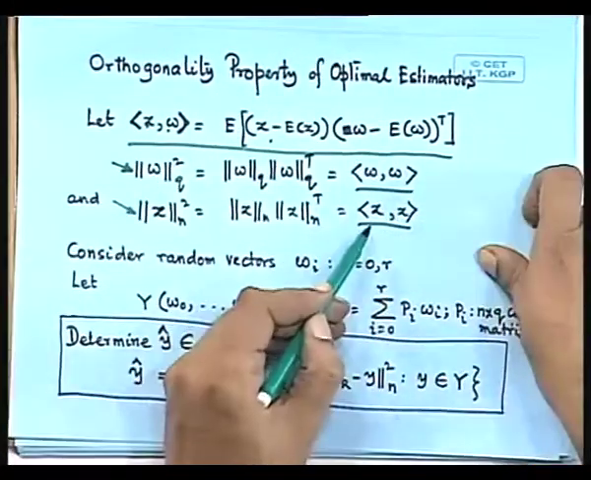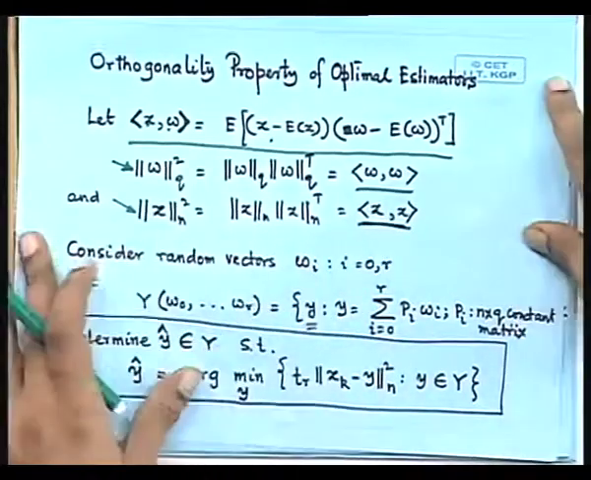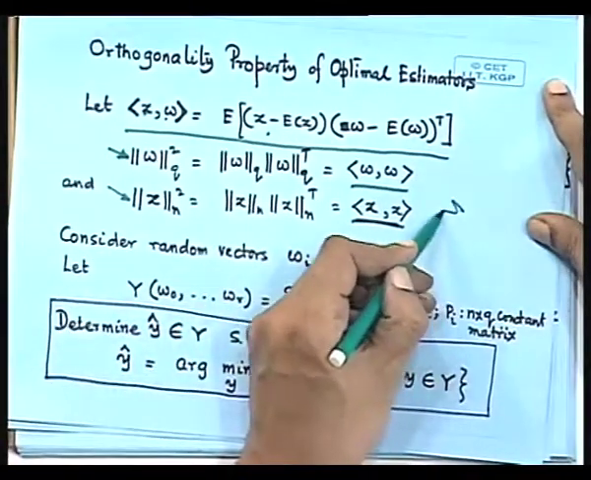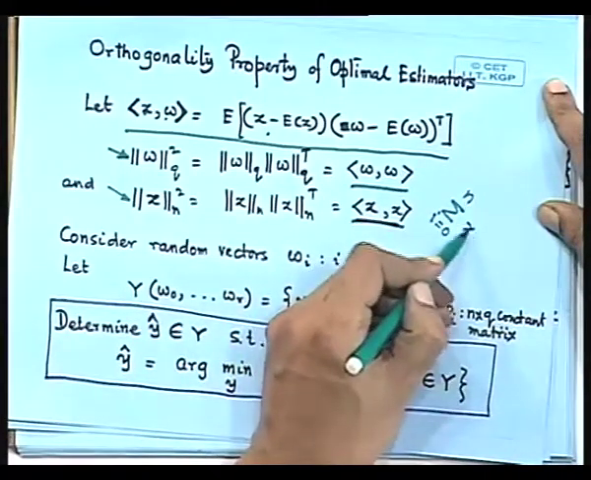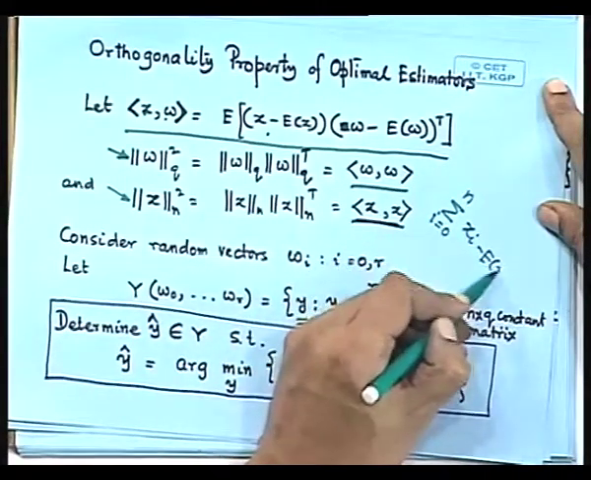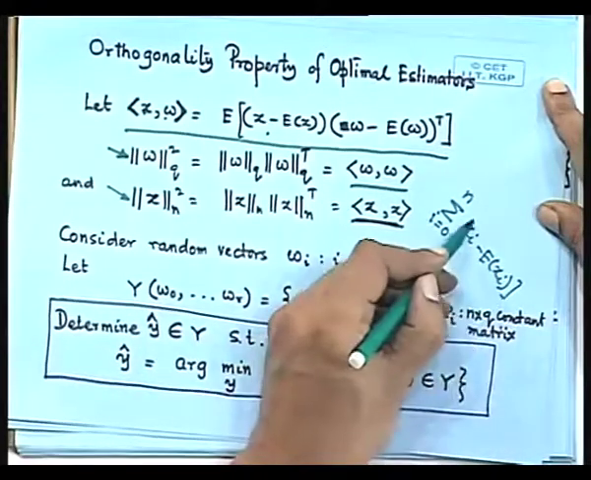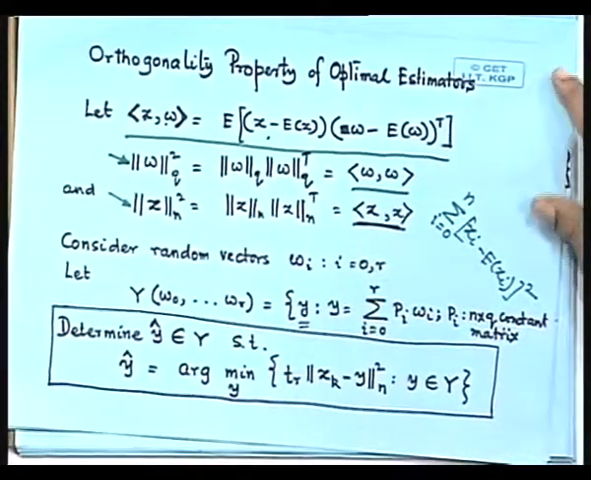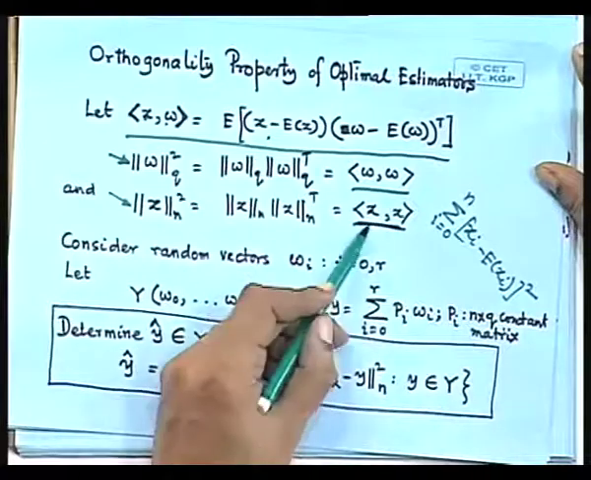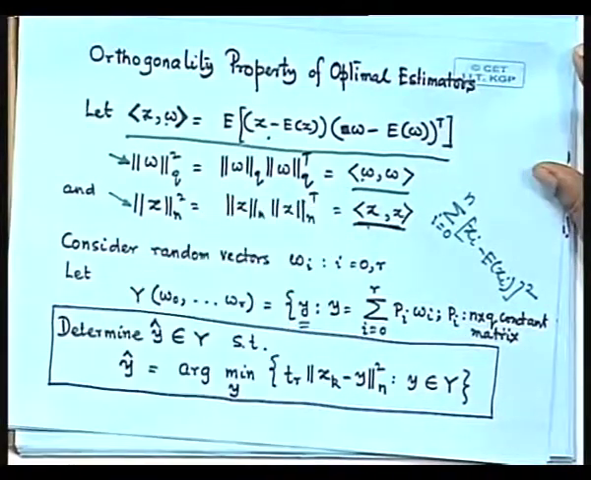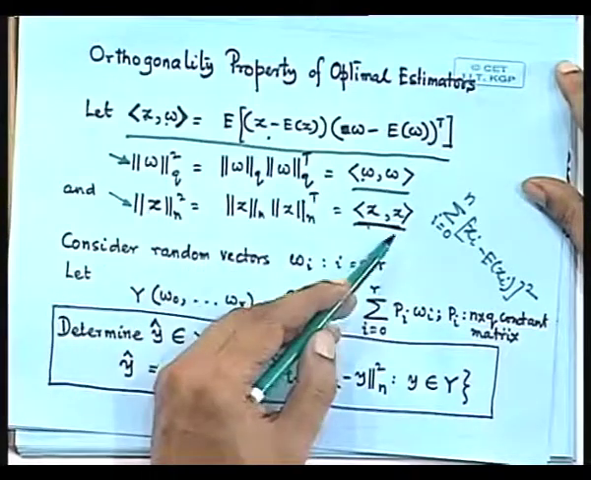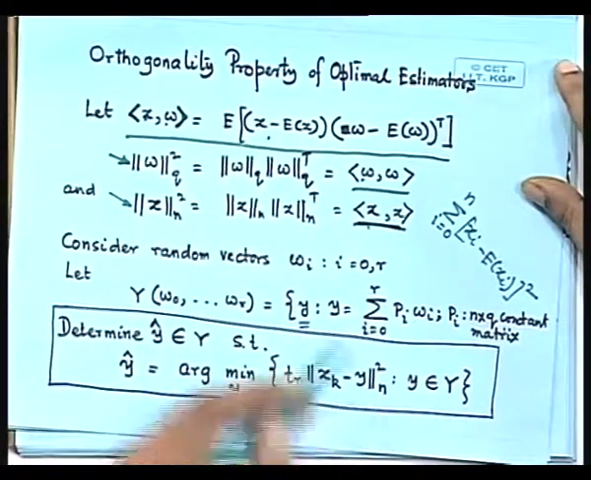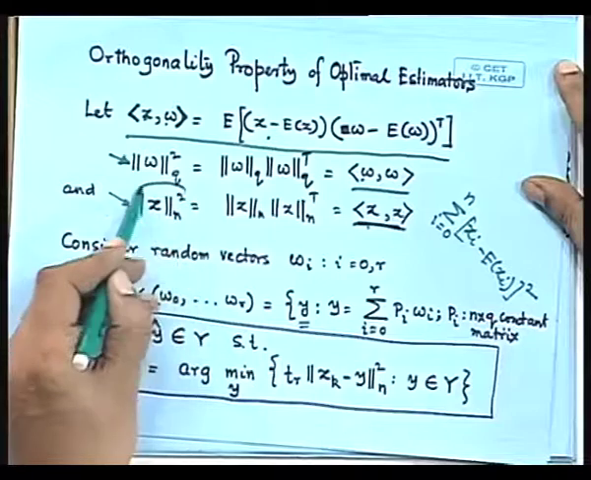When I say trace of this, I basically mean it is sigma i equal to 0 to n, xi minus expectation of xi whole square. This is the trace of xx. Similarly, trace of ww. And this xx I define as this square.